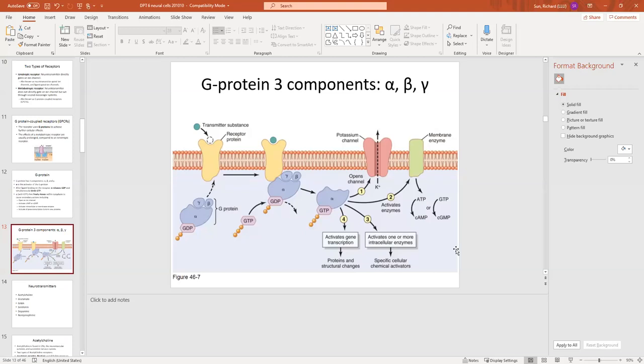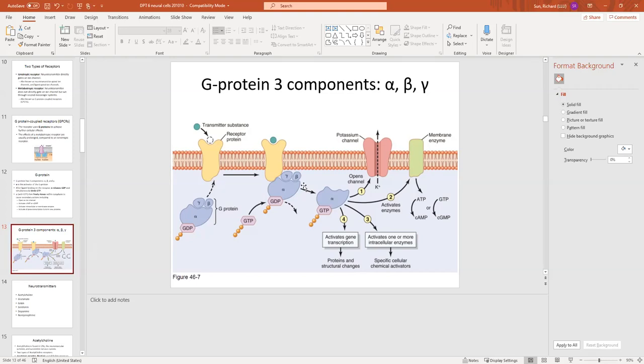So it will be more prolonged effects, right? So that's that. You need to memorize that. You need to know that. Now you will know that the receptor has two types, ionotropic and metabotropic. And in each type, we can have an IPSP or EPSP, right?